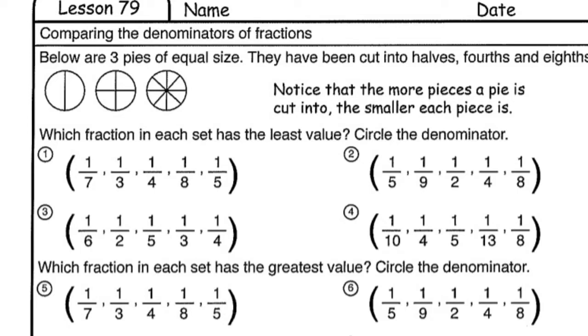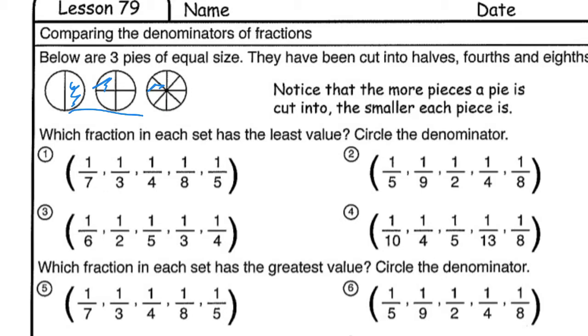We're going to be comparing fractions that have the same numerator but different denominators. This shouldn't be too tough. Alright, here we go. So, take a look at this first picture right here. We've got some different fractions. We've got a half. We've got a fourth right there. That piece is a fourth. Got a piece right there that's an eighth.